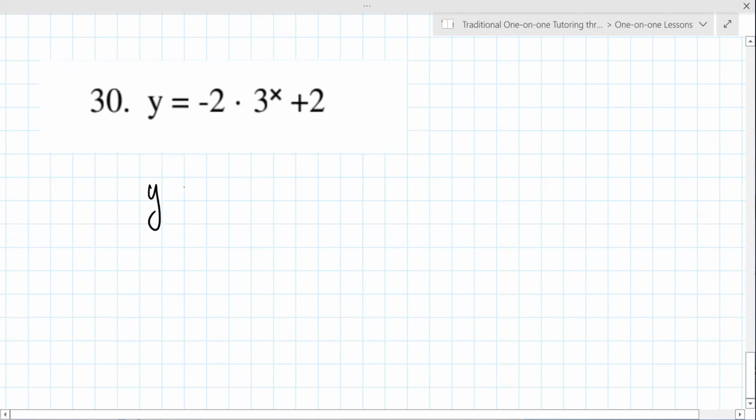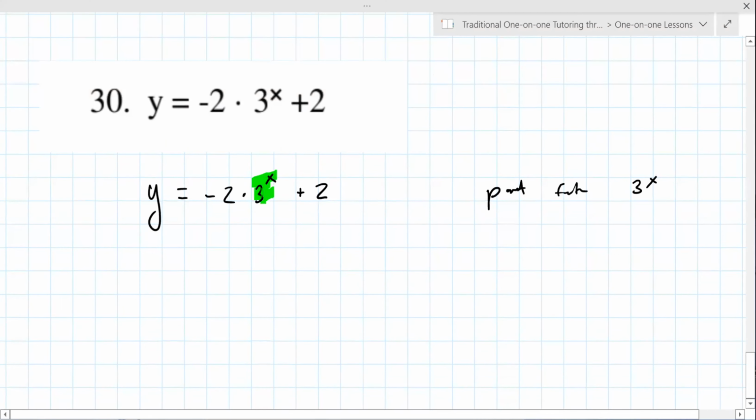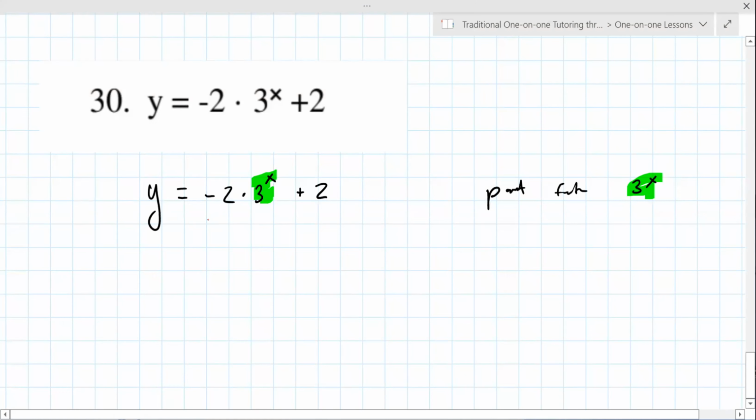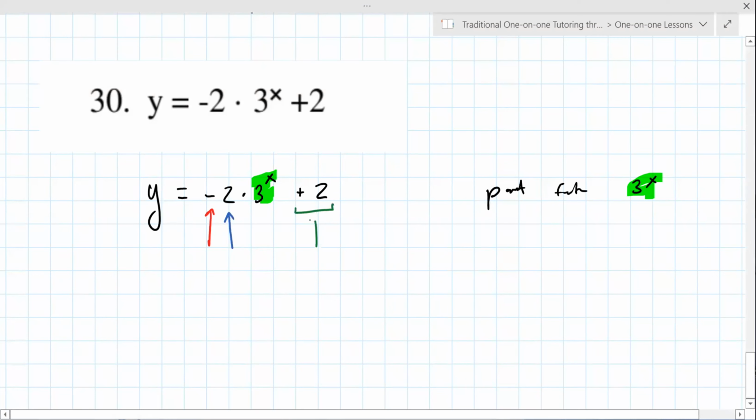The formatting of this is a little bit off here just because of the spacing, but you really want to identify the parent function here, which is 3 to the x. And what that does is it tells you what you're also looking for that are transformations. So what I see is this is a transformation, that negative in front. This 2 in front is a transformation. And then the +2 to the right, this is also a transformation like that.